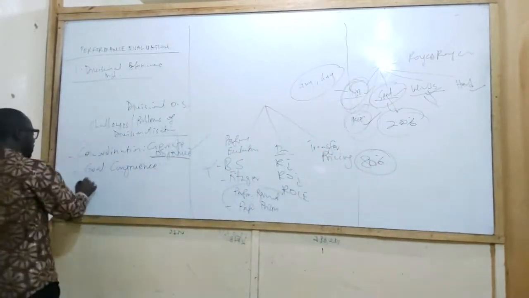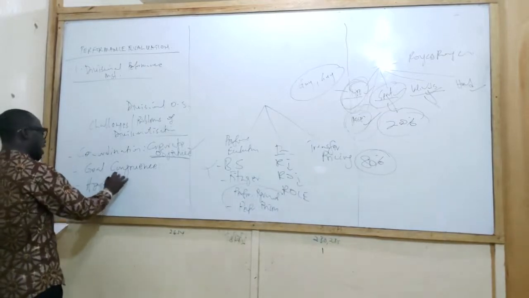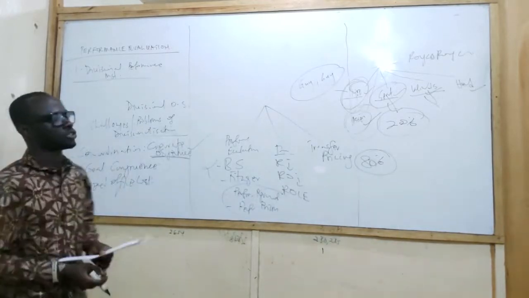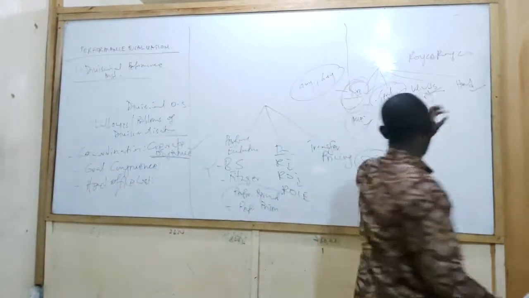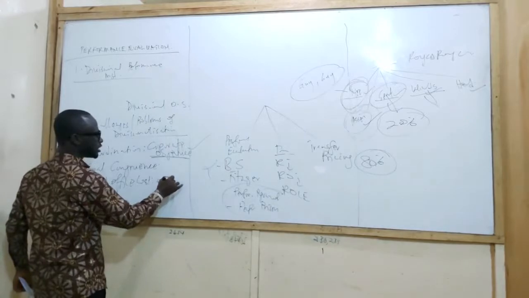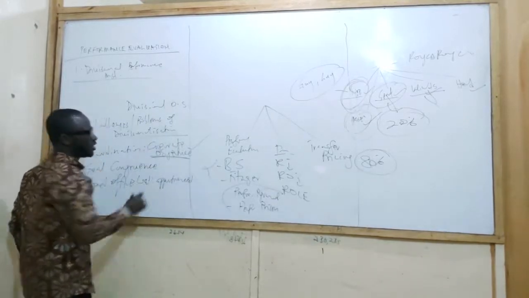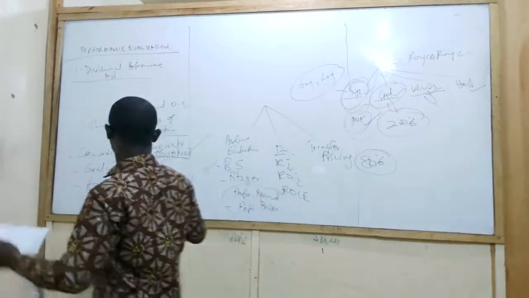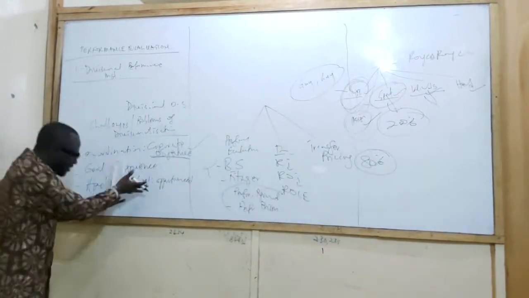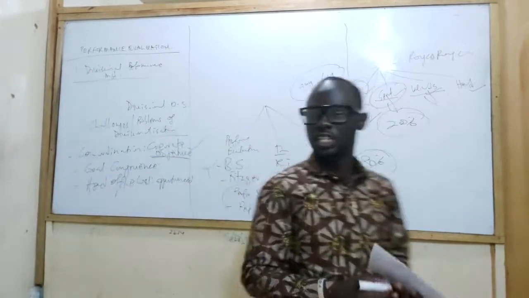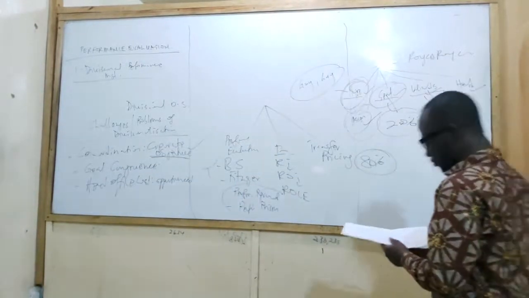The third challenge we face is head office cost. I've already mentioned this. Head office cost would have to be apportioned. The question is, how do we apportion the head office cost? That is also a challenge that we face when we are dealing with divisionalization.